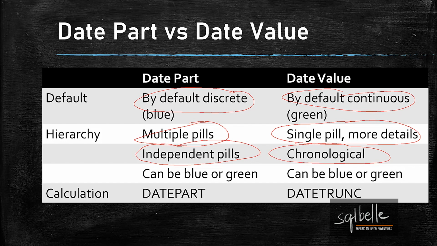Date part and date value, both of them can be blue or green pills. So both of them can either be discrete or continuous. We can decide to display them either as headers or axes. If we drag the date part and the date value in a calculated field editor, we are going to find that the date part uses a function called datePart, and this returns an integer value. If we do the same for a date value, we're going to find that the function is actually a date trunc, and this returns a field that is a date data type.